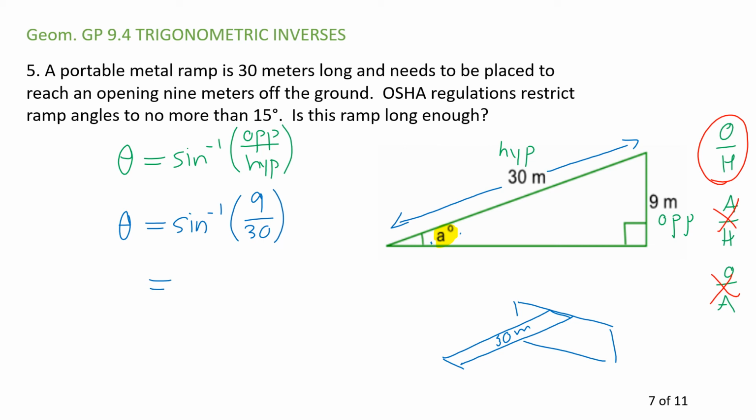Inverse sine 9 divided by 30. And you get 17.4 degrees. This is in excess of 15 degrees. That's the answer, but you got an OSHA violation there if you have that.